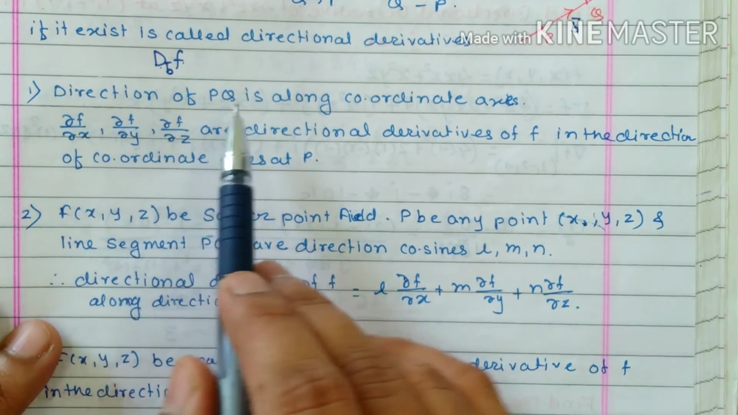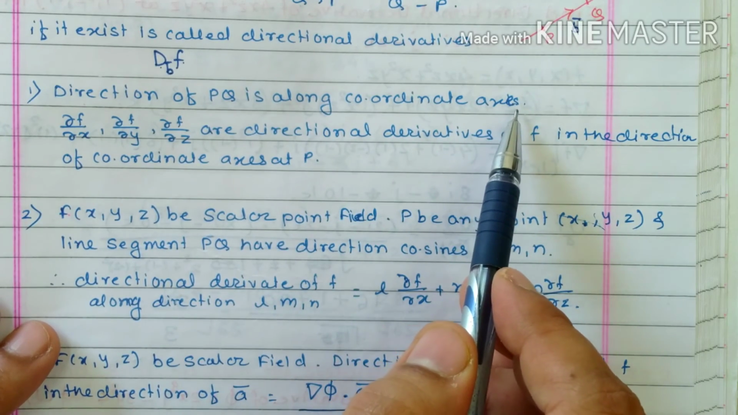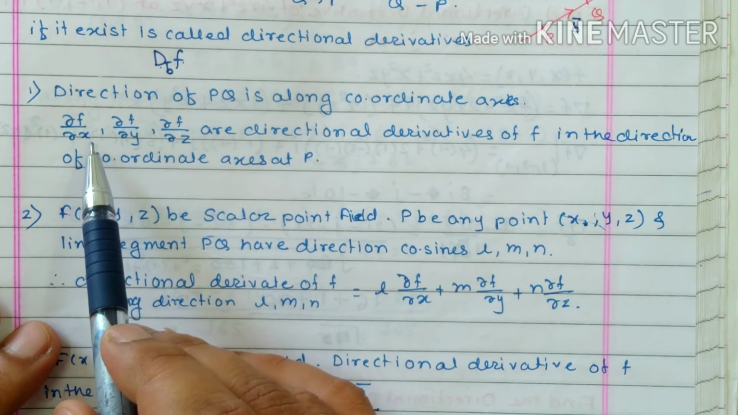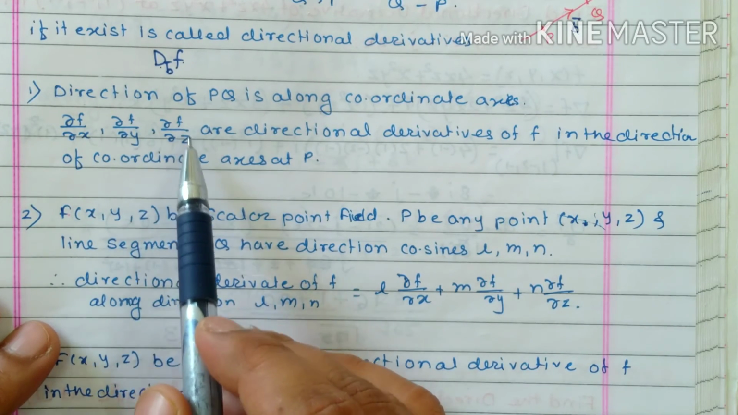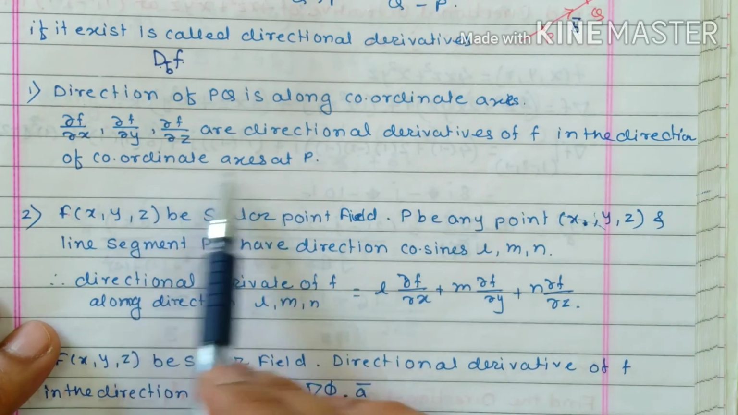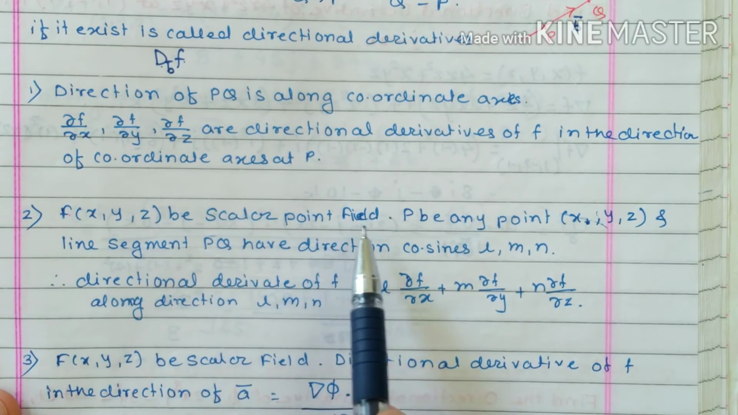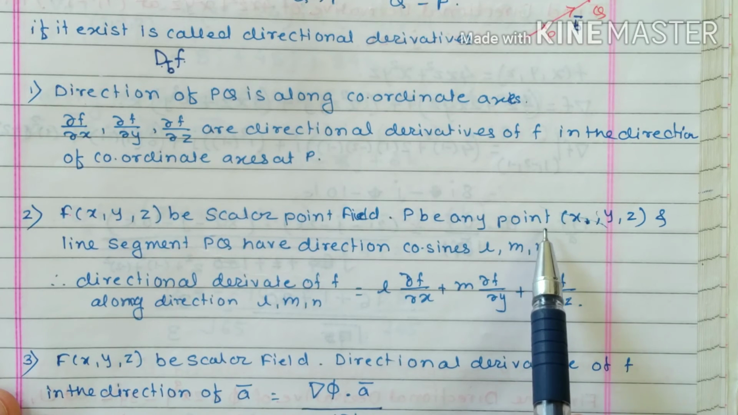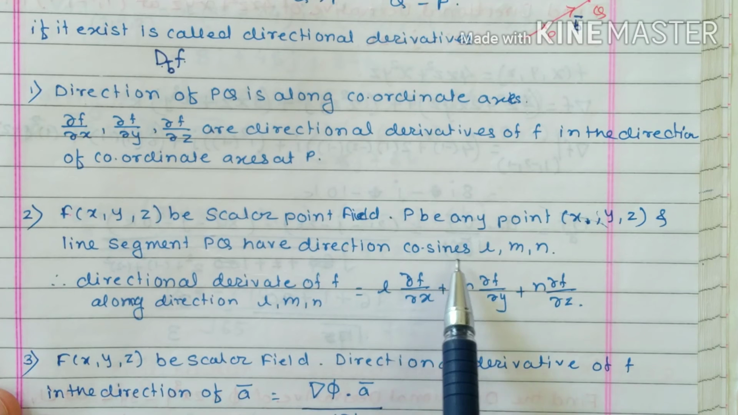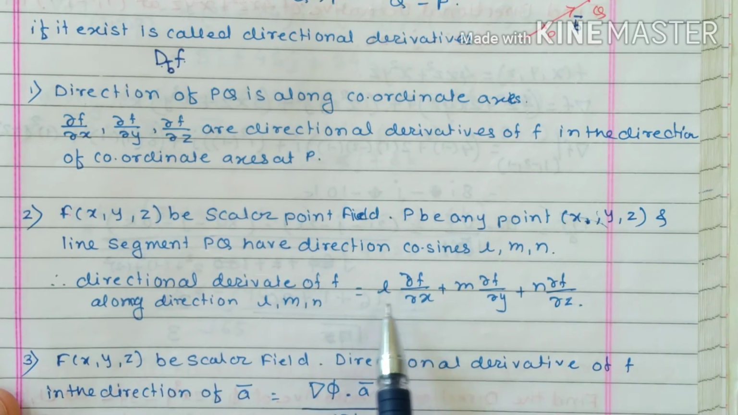in the next lecture. If the direction of pq is along the coordinate axis, then del f by del x, del f by del y, and del f by del z are the directional derivatives of f in the direction of the coordinate axes at p. Now if f of x, y, z is a scalar point function at any point x, y, z, and the line segment pq has direction cosines l, m and n, then how do we get a directional derivative? So this is the formula.